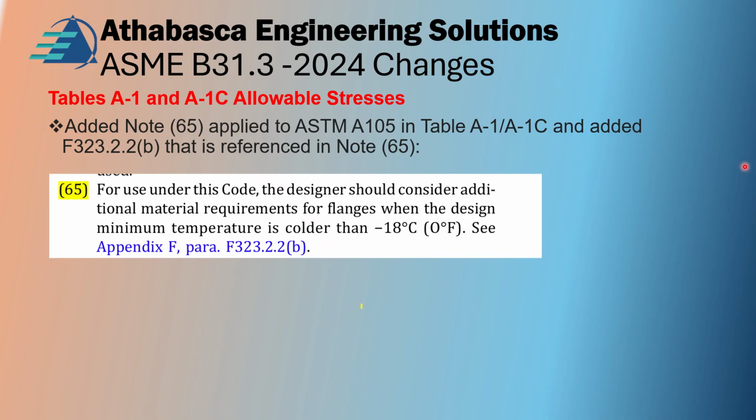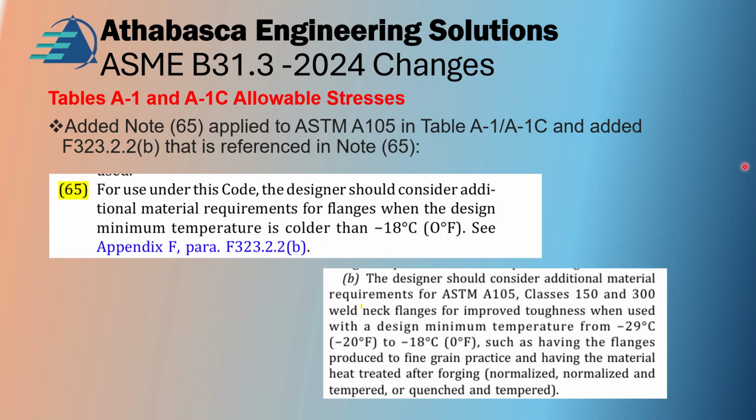And what's interesting about that is they said, for the use under this code, the designer should consider the additional requirements for flanges, which is the A105, when the design minimum temperature is colder than minus 18 degrees centigrade or 0. So what they're looking at is, if we go over to that section there, they're talking about the range from minus 29 to minus 18.